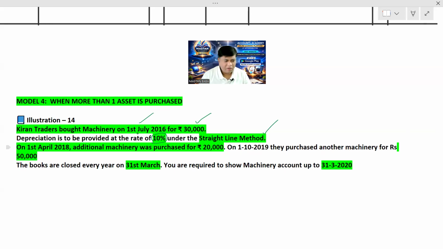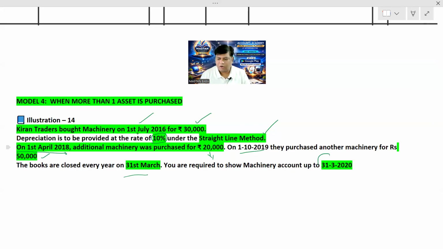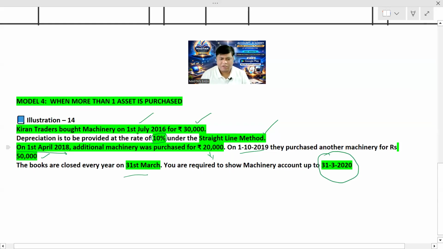On 1st April 2018, additional machinery was purchased for 20,000. And on 1st October 2019, they purchased another machinery for 50,000. The books are closed on 31st March. What does it indicate? When books are closed on 31st March, it indicates the firm follows the financial year. And they are asking to show the machinery account up to 31st March 2020. So what are the key points?